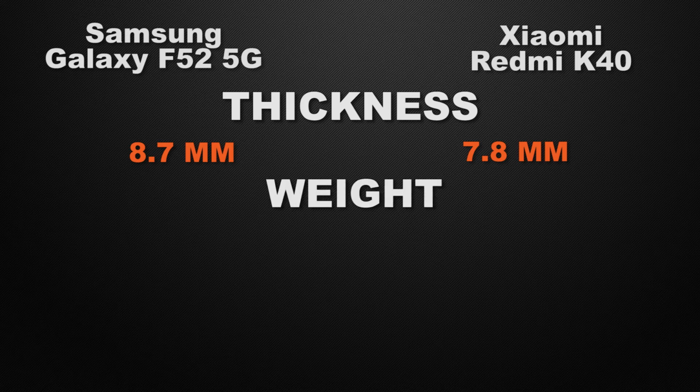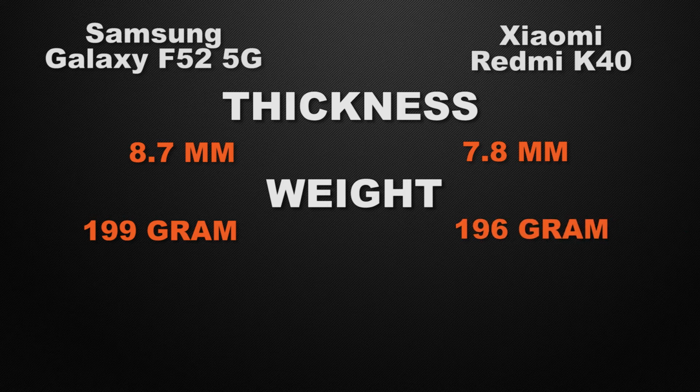Talking about the weight of the devices, F52 comes with 199 grams of weight, whereas K40 has 196 grams of weight. So it's a tie because both of the devices have approximately the same weight.